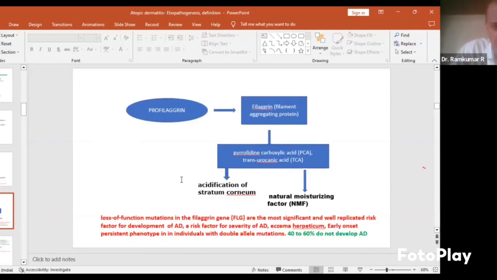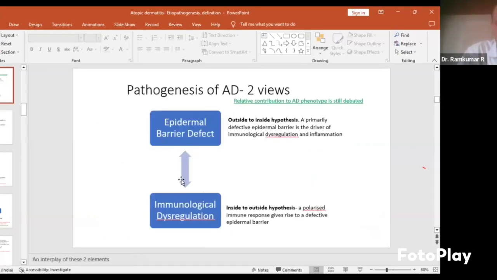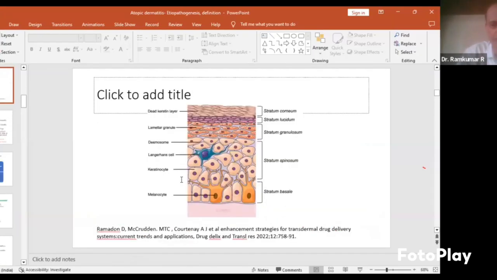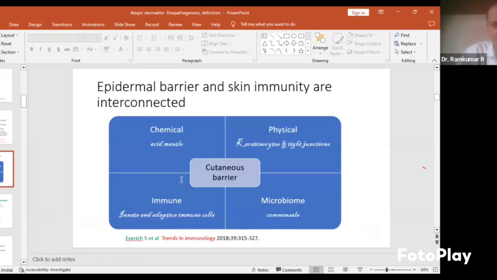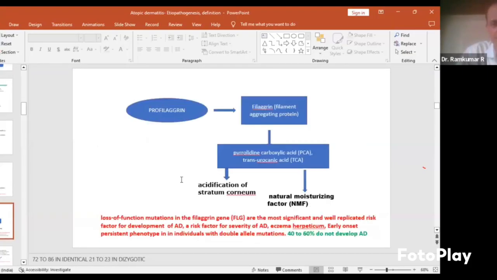A word about filaggrin. Filaggrin is a very important protein. It is essential for the aggregation of the cytoskeletal keratin filaments, ordering and bundling them up. That is why the stratum corneum becomes flat. If you look at this photograph, you can see how flat the stratum corneum is here. So these flattened cells are created only by filaggrin.